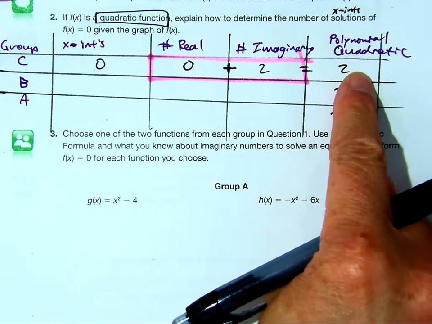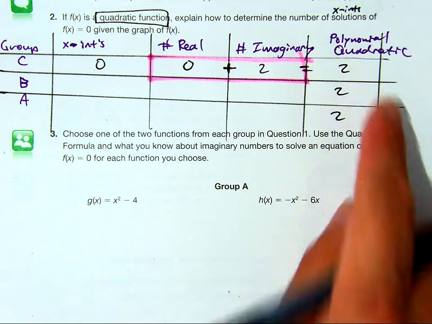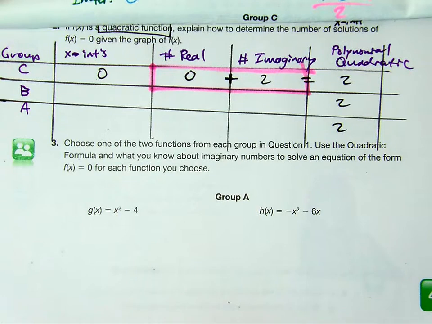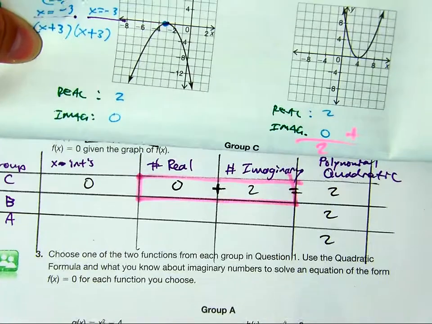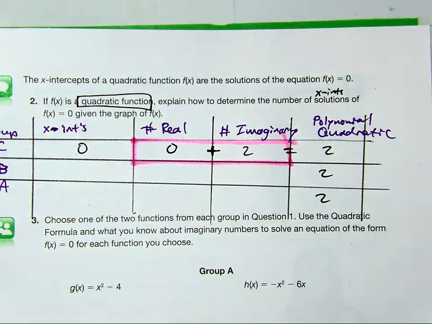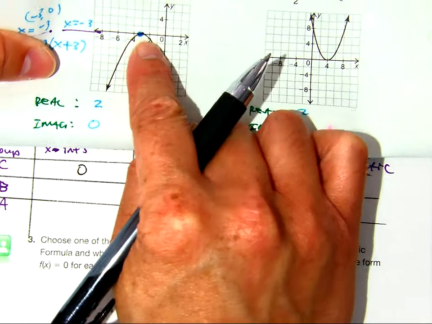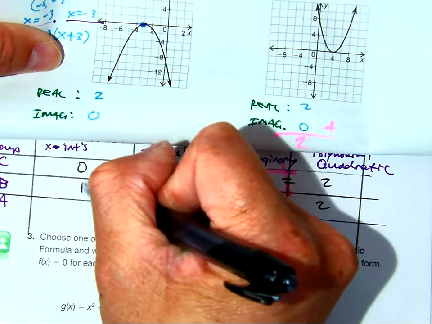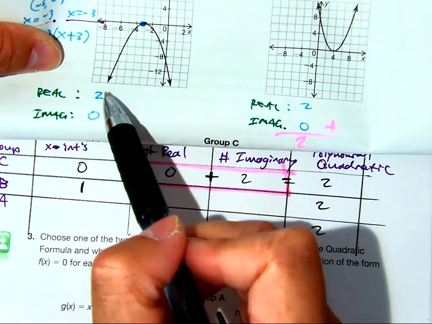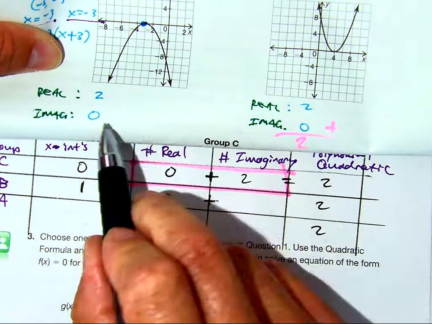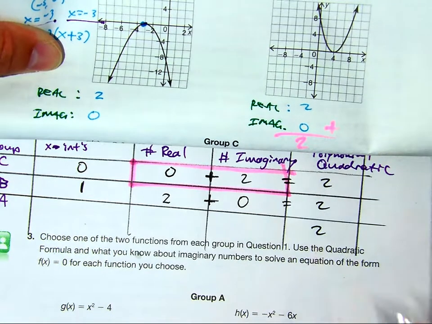How about group B? How many x-intercepts do we have? Well, it looked like it has 1, right? It touches the x-axis once. Do you see that? We can write a 1 here. But we knew that it has 2 reals plus 0 imaginaries, and that equals 2. So I'm kind of looking at this box right here to see that they add.